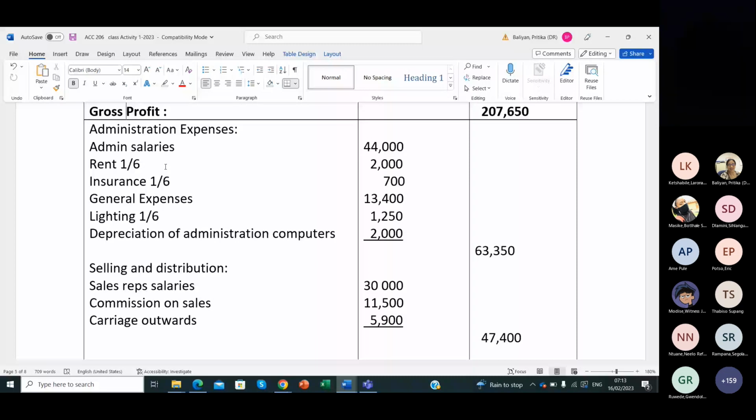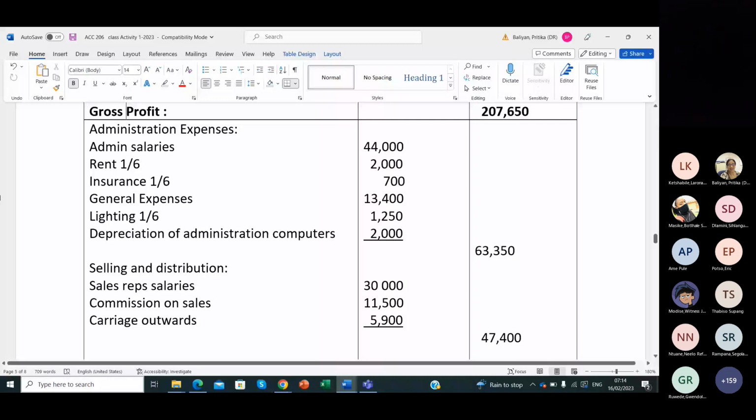Then general expenses, then depreciation of administration computer. That 2,000 we calculated on the cost of the computer. The cost of computers in administration is 20,000, and the depreciation charge is 10% on all the machinery and computers. So 10% of 20,000 is going to be 2,000. That's how we get this figure of 2,000.